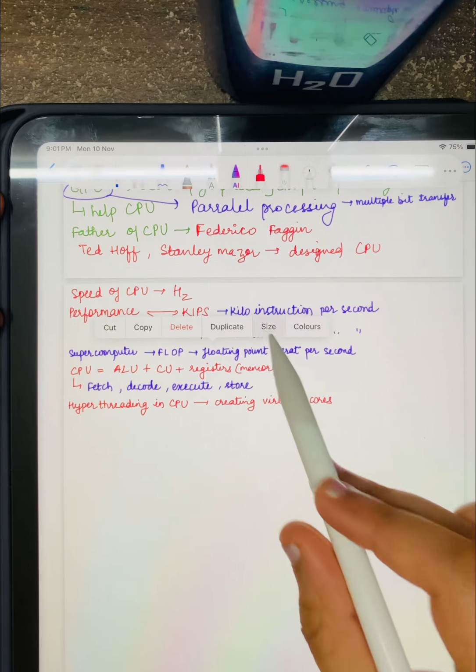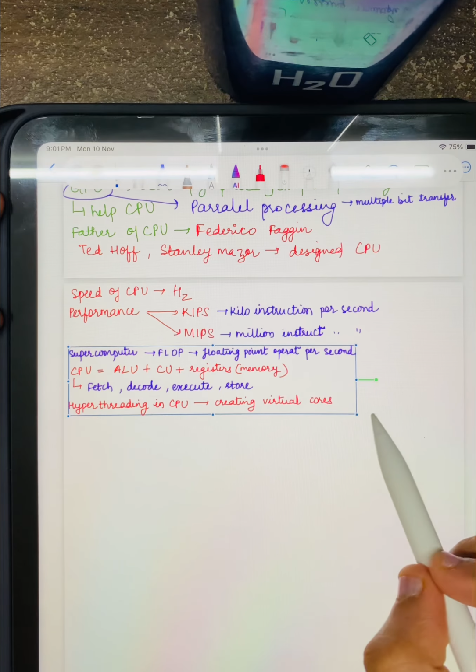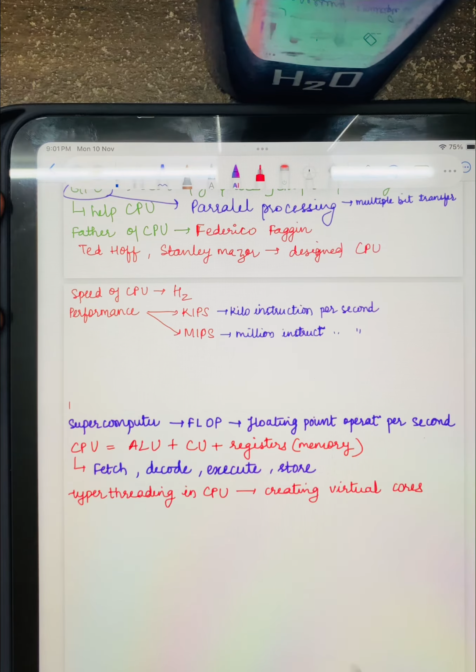Wait, I'll zoom it for your convenience. Just a minute. I hope it's visible now.